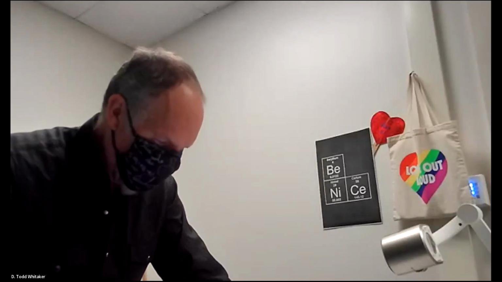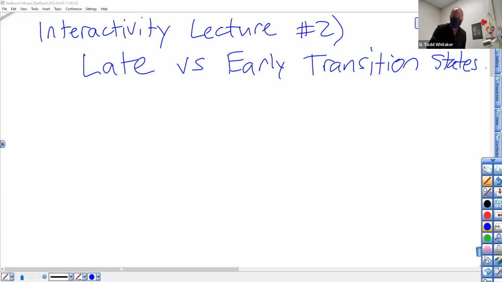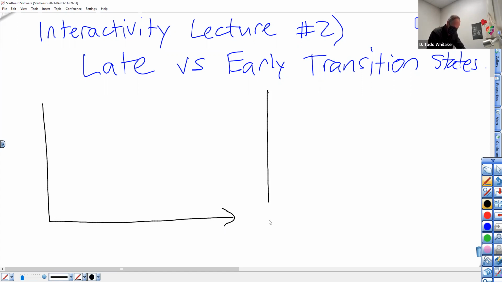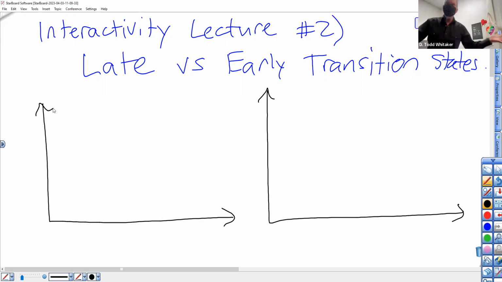Let's take a look back at energy diagrams, and I'm talking about potential energy diagrams. There are two types of energy in the universe, potential and kinetic. Which one has to do with the energy of how fast things are moving, and which one has to do with how stable the electrons are? Kinetic is how fast things are moving.